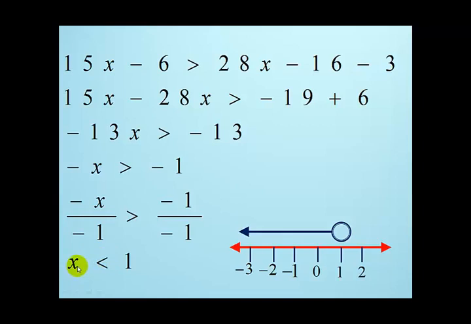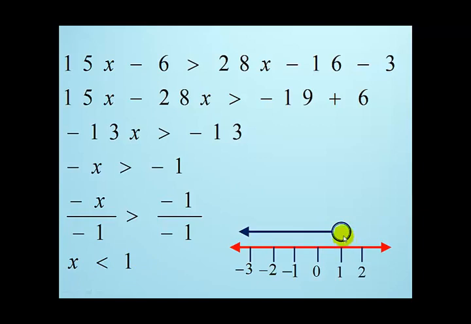Now finally, we have x < 1. Values of x less than 1 are on the left of 1 on the graph. That is why the arrow is pointing to the left. Take note that the circle is not shaded because x is less than 1, so 1 is not included. That is why the circle at 1 is not shaded.